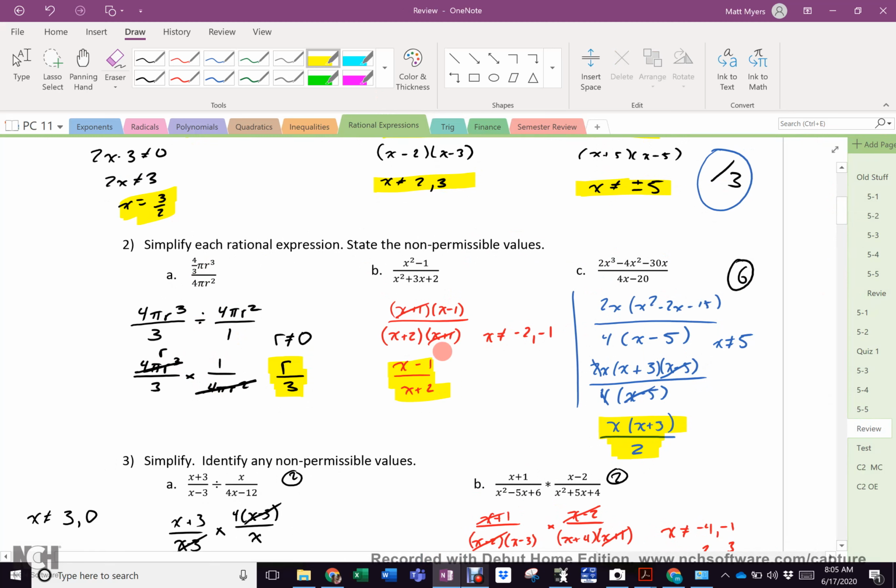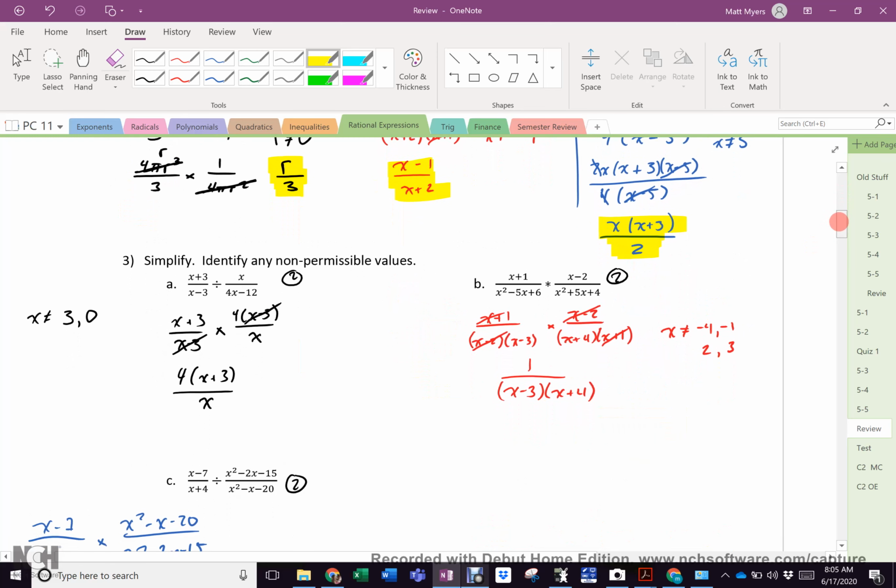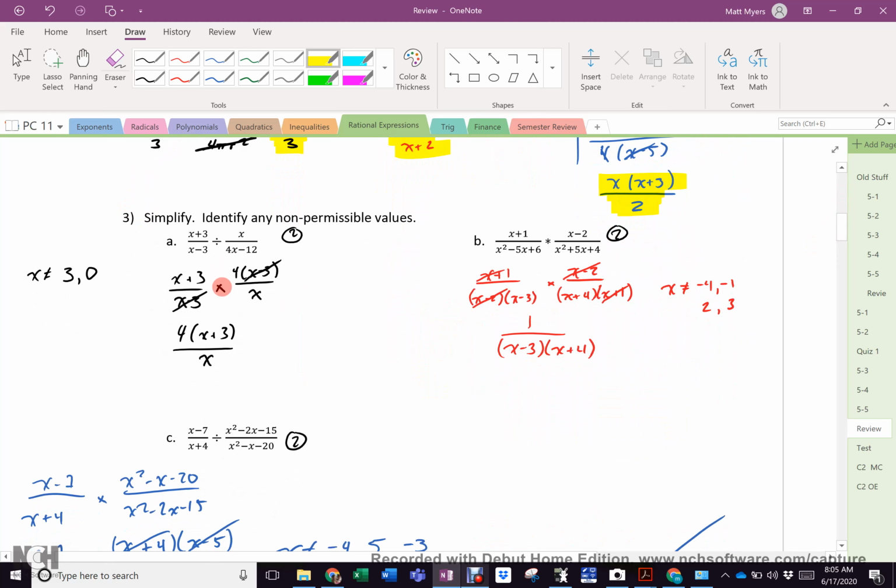Factor everywhere, cancel, I get this. Factor everywhere, cancel, I get this. Since I showed all the work, it shouldn't be a big problem. Divided by means you multiply by the reciprocal, factor everywhere, and cancel. There's your answer. There's your non-permissible values. Factor everywhere and cancel. There's your answer. There's your non-permissible values. Now remember, since we canceled both of the numerators, we have to have a 1 there.